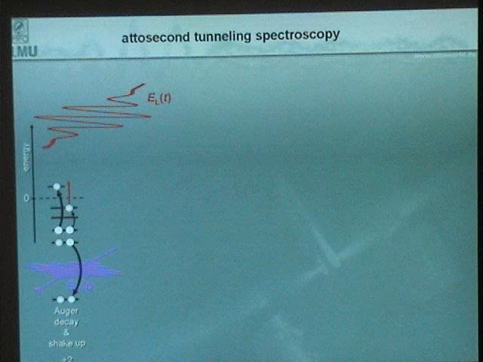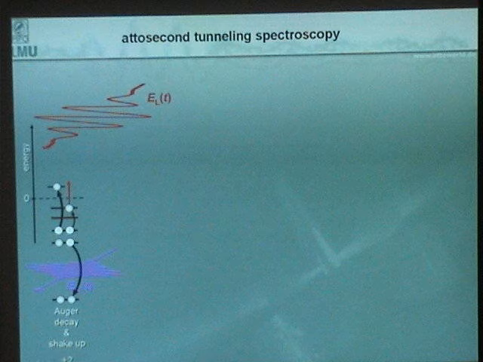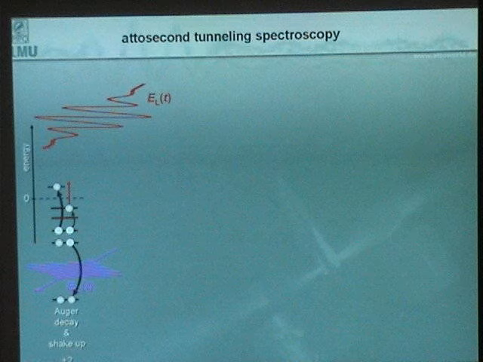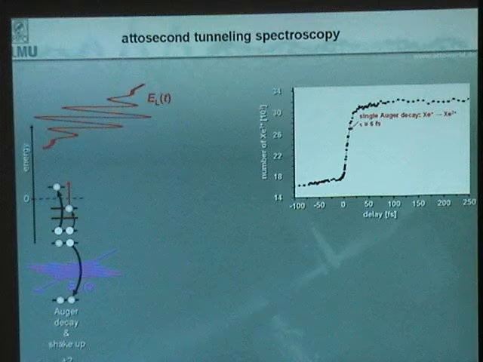This system is in this case xenon. And so basically the incident XUV pulse just ionizes xenon, produces a single charged xenon atom. Now an Auger process follows, which produces a double charged xenon atom. And during this Auger process, also shake-up occurs. Now we probe this shaken-up electron by the tunneling transition that we can induce with the time-delayed probe laser pulse.